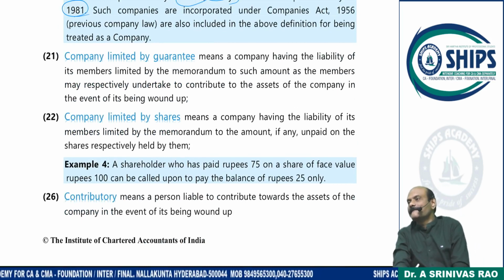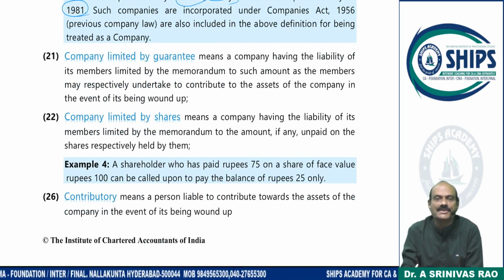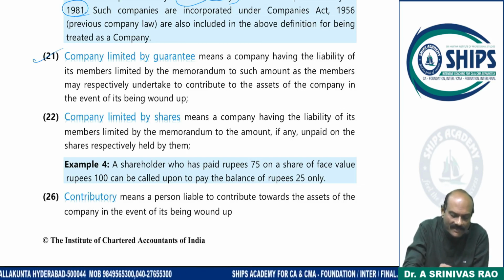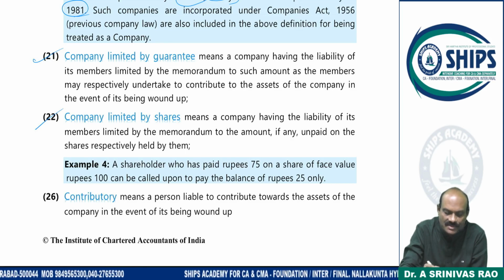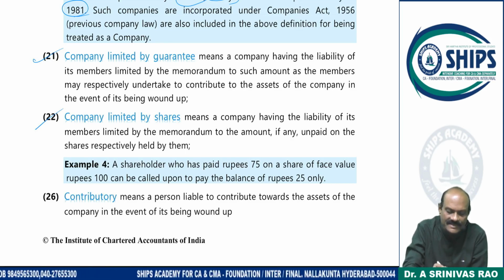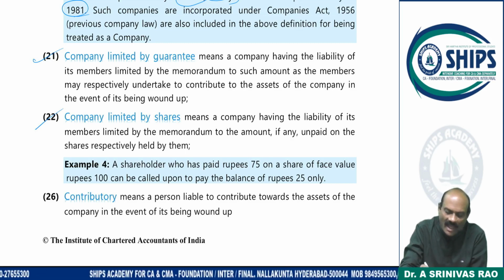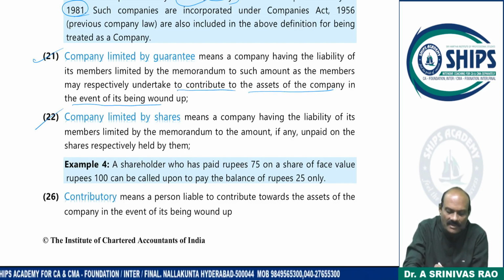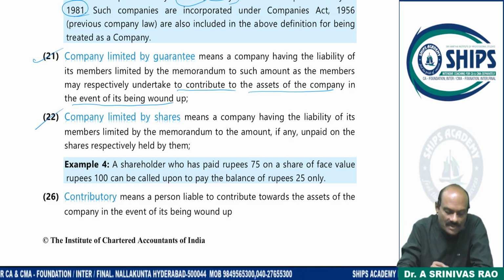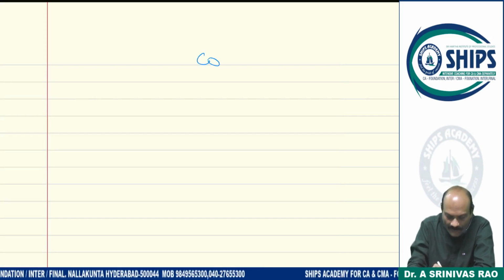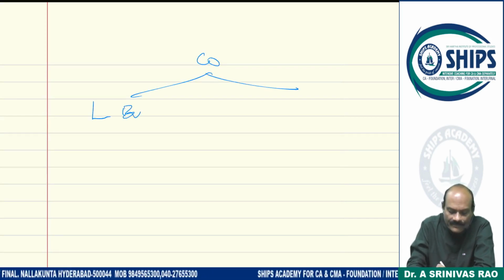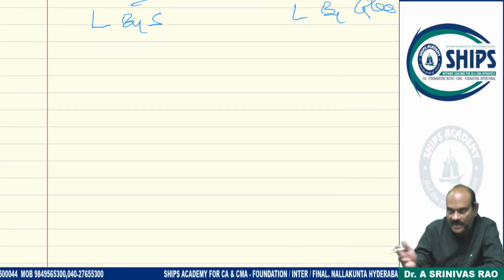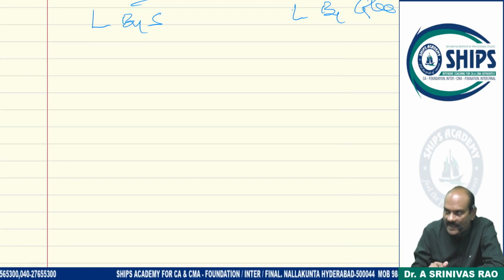Company limited by guarantee. There are two types of companies: limited by share and limited by guarantee. See here, limited by guarantee is important from an examination point of view. Section 2, sub-section 21: a company having the liability of its members limited by the memorandum to such amount as the members may respectively undertake to contribute to the assets of the company in the event of its being wound up. Let me put this another way. Company: limited by share, limited by guarantee. What is limited by share? First we will discuss that, then come to limited by guarantee.